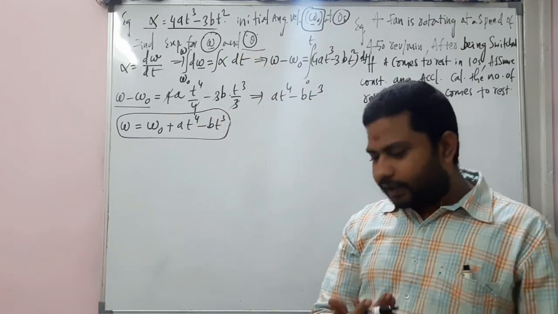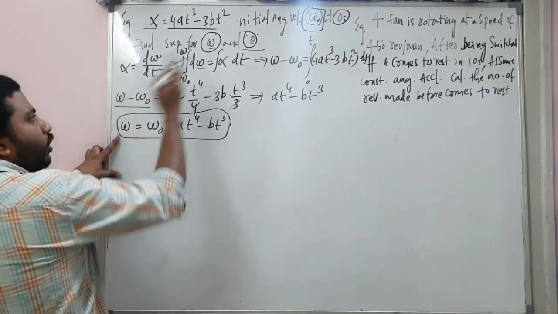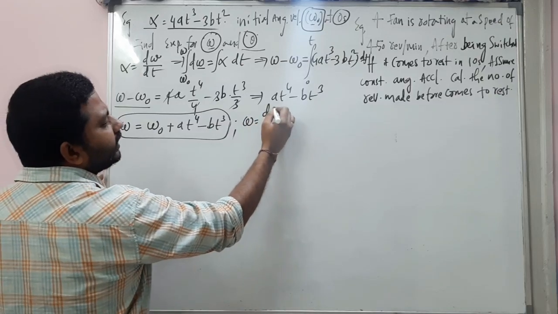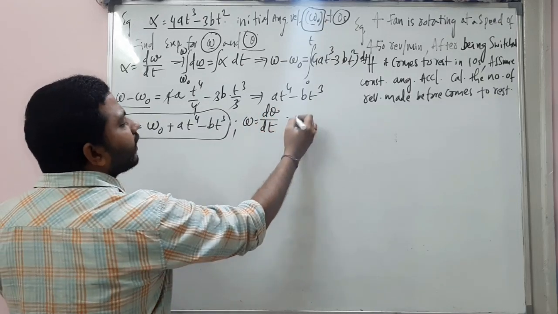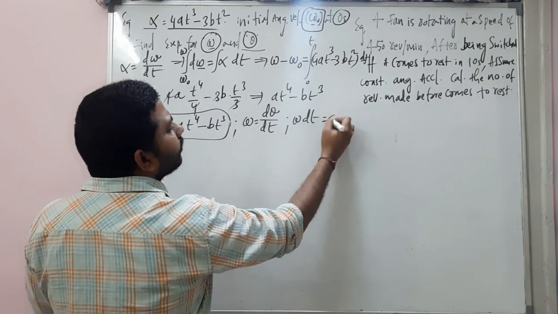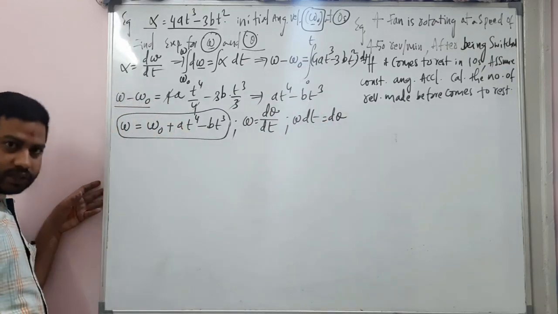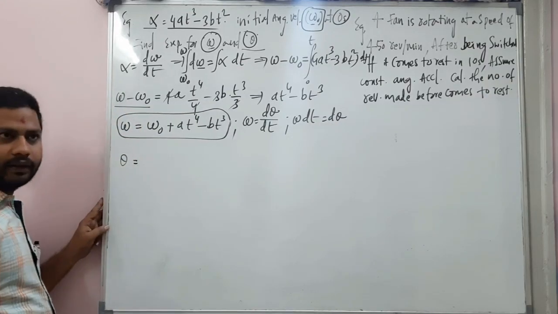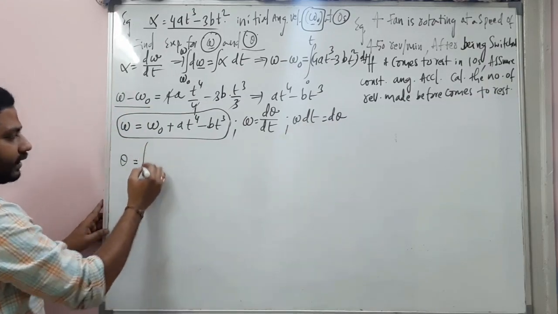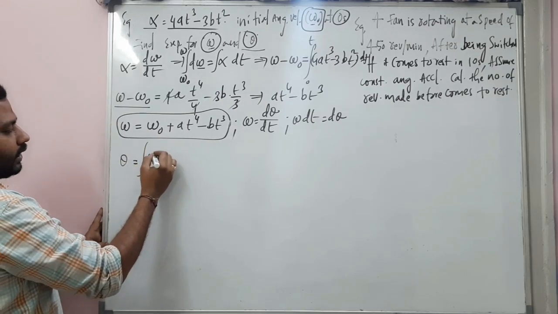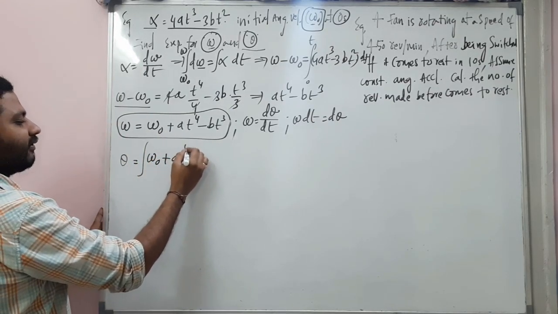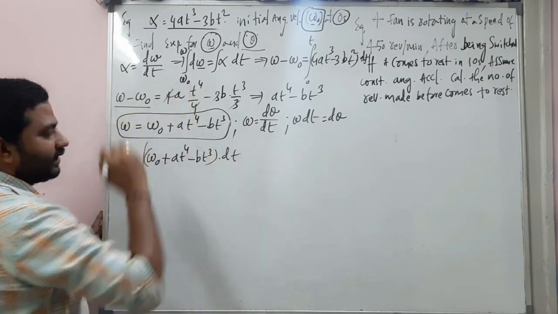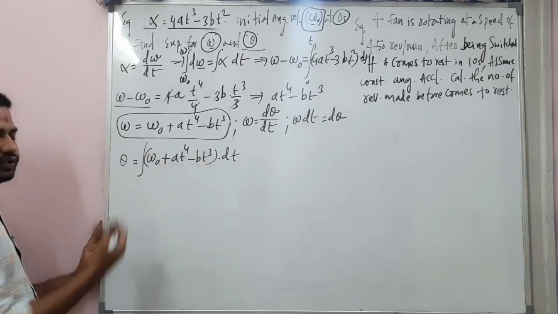You know the relation between omega and angular displacement. Omega is equal to d theta by dt, and from here omega dt is equal to d theta. Simple. Integral of d theta is theta, which is the integral of omega dt, the integral of omega naught plus at to the power 4 minus bt cube into dt.